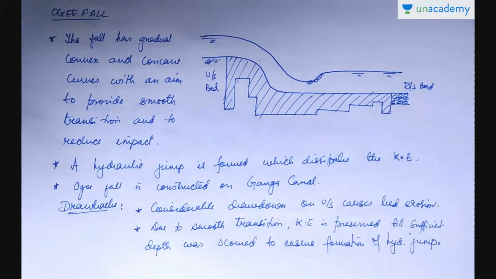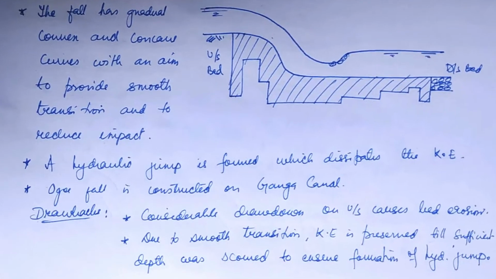Here what you see is an ogee fall. This is your ogee fall where you can see that the fall has gradual convex and then concave curves with an aim to provide smooth transition of your water and to reduce the impact here. A hydraulic jump is formed here which dissipates the kinetic energy. This type of fall, ogee fall, is actually constructed on Ganga Canal.